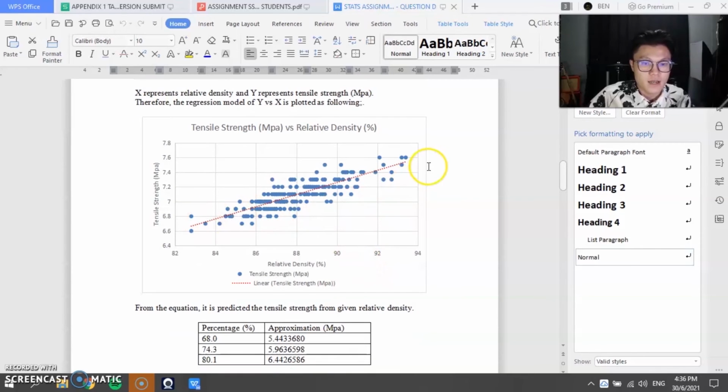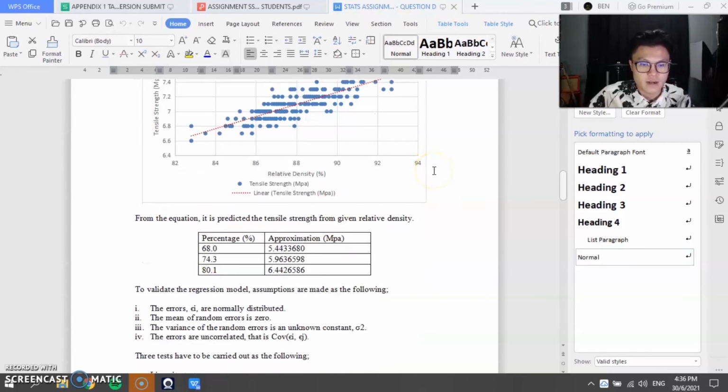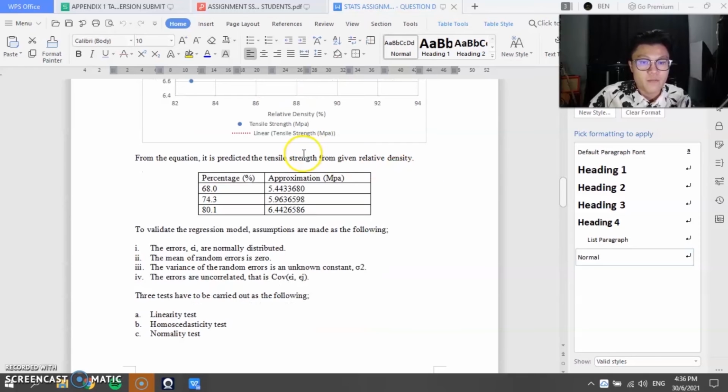Then we can plot the regression model of y versus x as shown here. The red line is the average tensile strength. Therefore, we can predict the tensile strength as shown in the table. At 68.0%, we can approximate the tensile strength as 5.4433680. At 74.3%, 5.9636598.